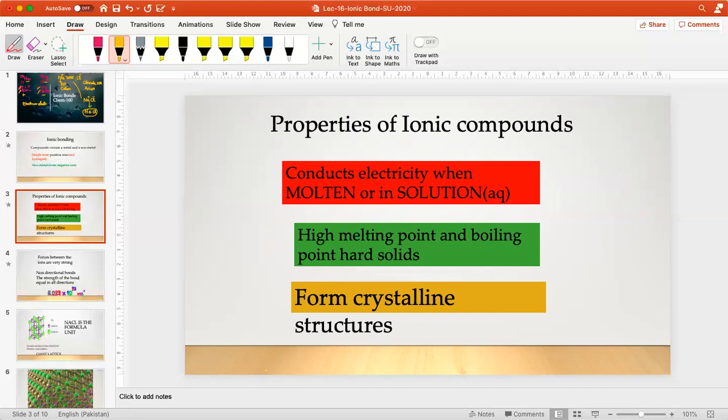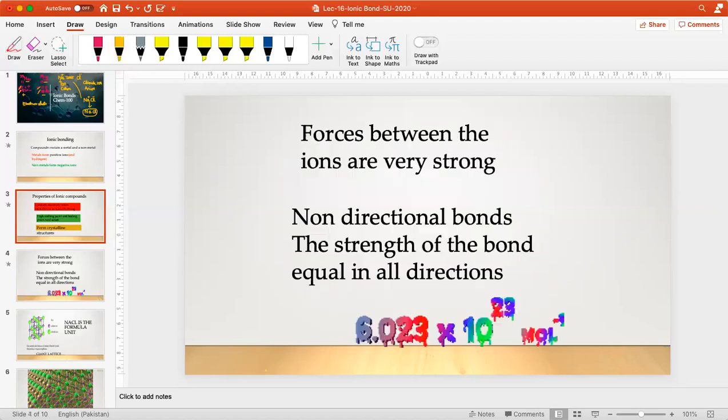They have high melting points and high boiling points due to the very strong bond between the ions, and a large amount of energy is required to break these bonds. They form crystalline structures. Their structures are well developed and well defined, with accurate angles. And of course, the forces between the ions are very strong.